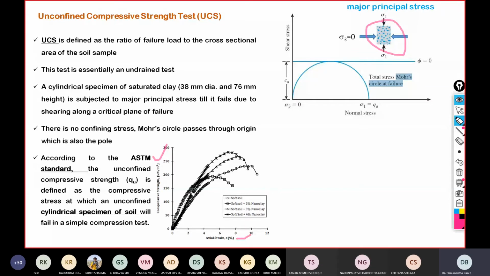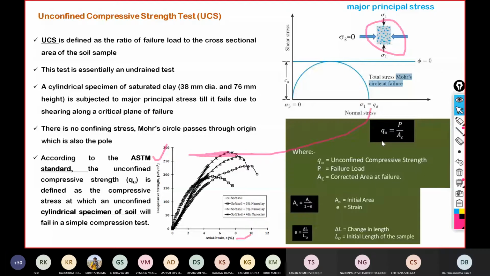Now from this graph, I can determine the maximum stress, the maximum compressive strength. So this maximum compressive strength is nothing but your sigma 1. And what about sigma 3? The sigma 3 is 0, and sigma 1 is obtained from here. So therefore, I can develop the Mohr circle by knowing the sigma 1 value, as sigma 3 is 0. The difference between sigma 1 and sigma 3 is nothing but the diameter of the Mohr circle. And this is the analytical relationship. The unconfined compressive strength is defined as load upon the cross-sectional area.